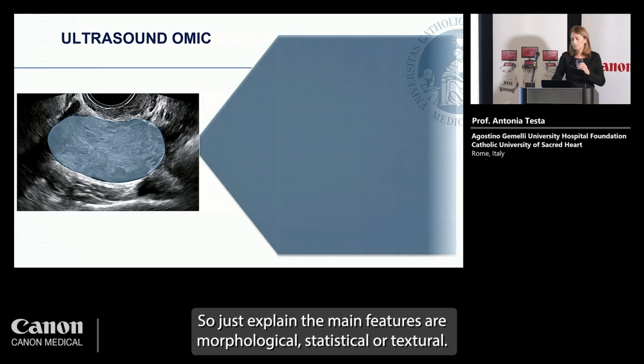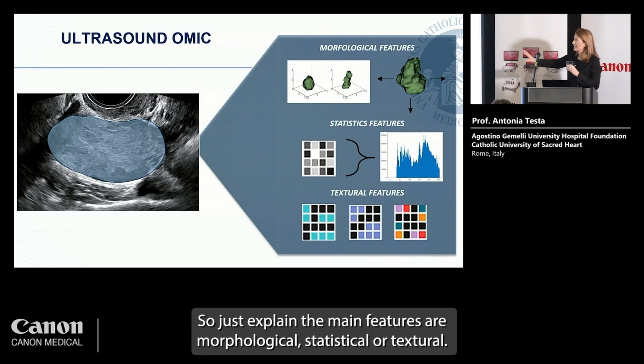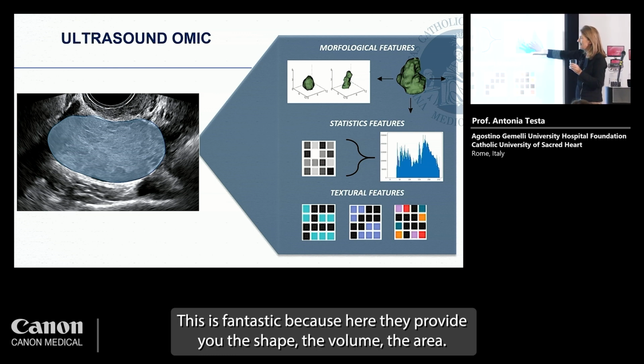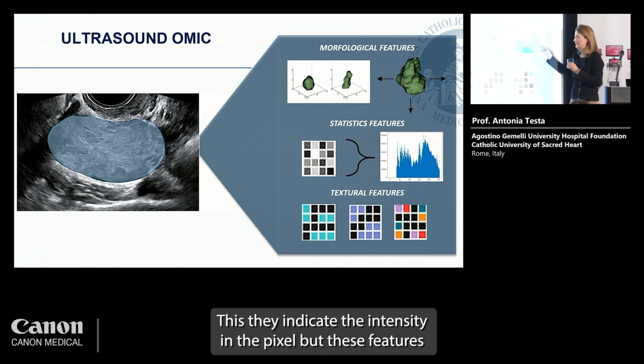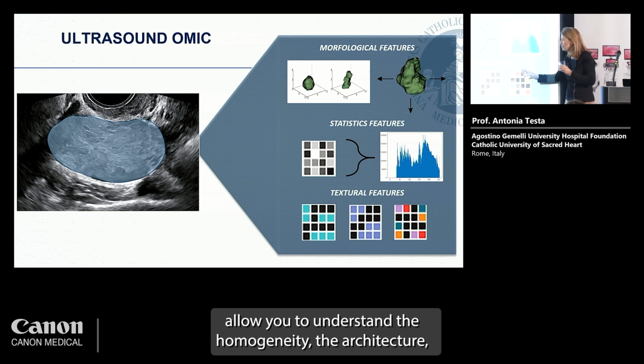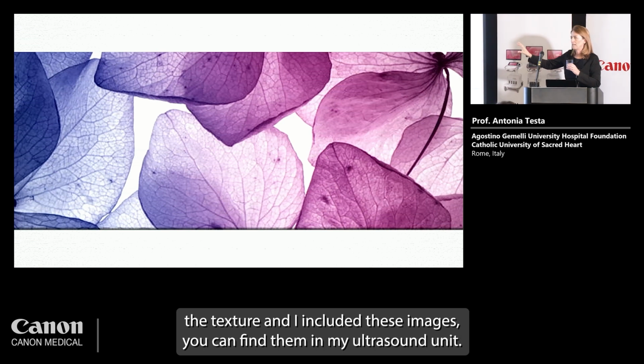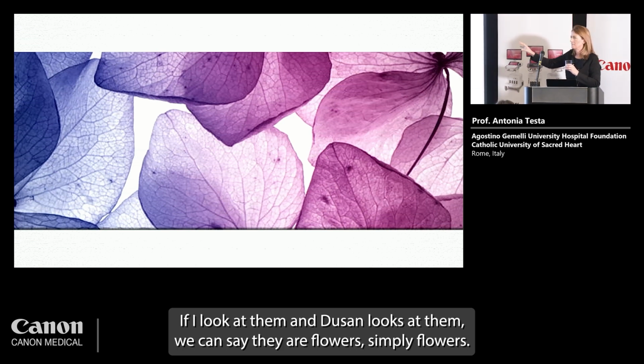So just to explain, the main features are morphological, statistical, or textural. This is fantastic because here they provide you the shape, the volume, the area. These indicate the intensity in the pixel. But these features allow you to understand the homogeneity, the architecture, the texture. And I included these images. You can find them in my ultrasound unit. If I look at them and Dusan looks at them, we can say they are flowers, simply flowers.